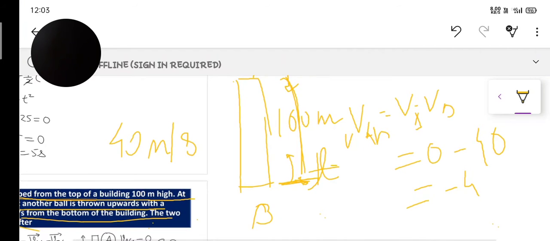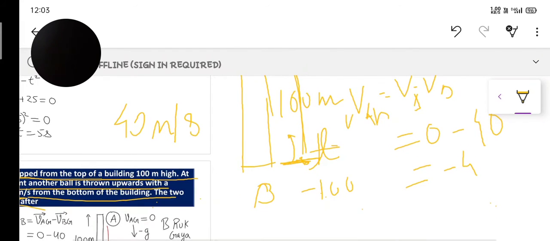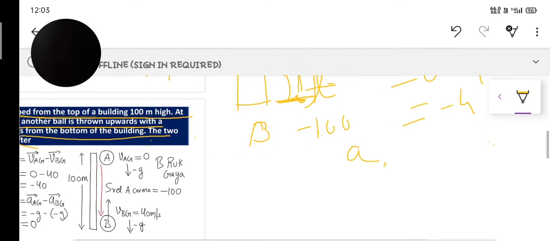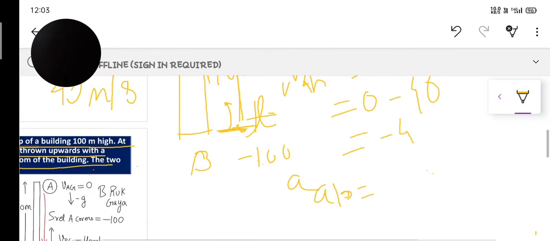Then the distance is minus 100, because finally it comes downward. And then acceleration, we have to find the acceleration of a with respect to b. What is the acceleration of a? Both are minus g, so minus g minus minus g, so this is plus, and acceleration is 0. That means acceleration with respect to b is 0, as both have the same acceleration.